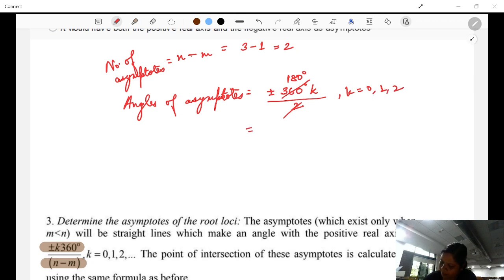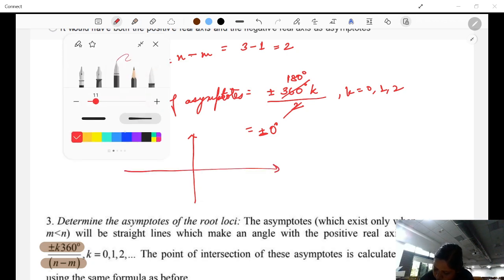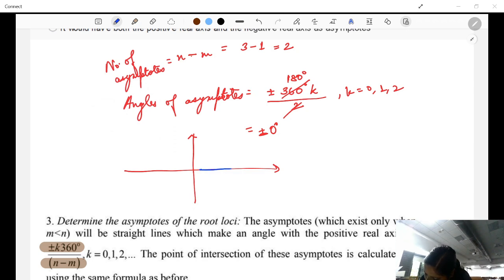First, let's put k is equal to 0. So what would it be? It would be 0 degrees. If you consider this, it would be plus minus 0 degrees, essentially in both the directions. So minus 0 degrees is 180 degrees only. So you'll have two asymptotes. One would be along this direction, one would be along this direction. Whatever poles are there, here was a pole, I guess, and here was a zero. So something like this is going to happen, where this would act as an asymptote and this would act as an asymptote.